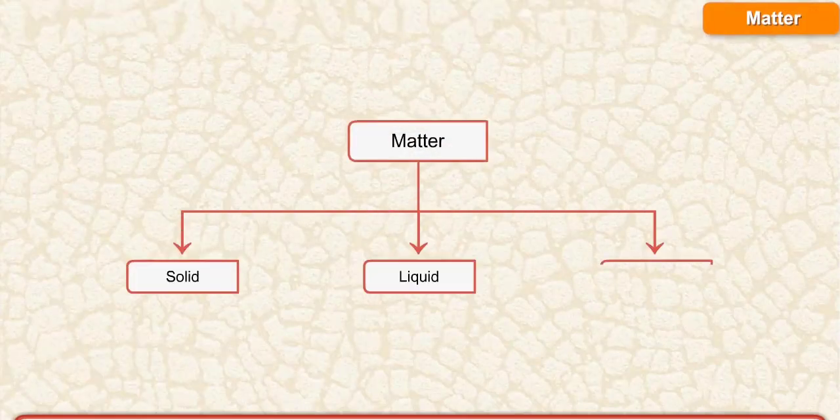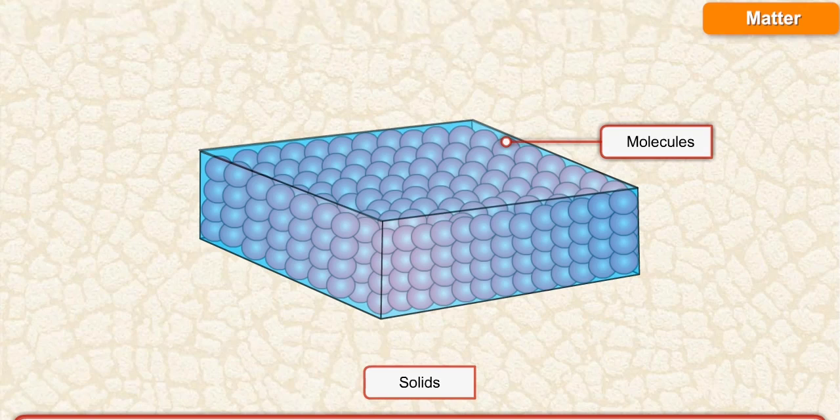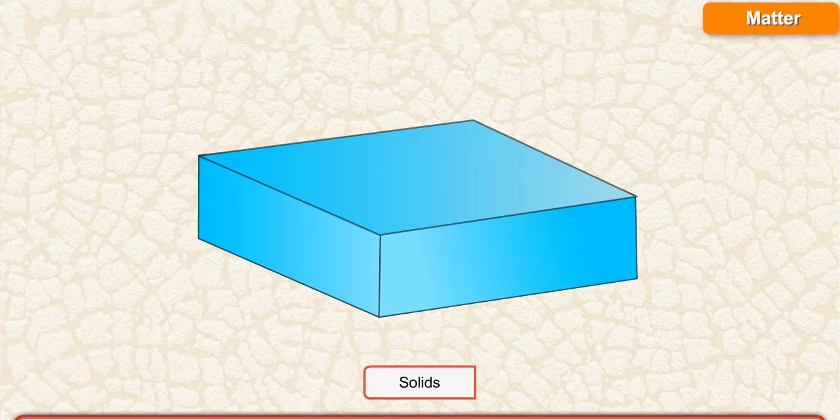Matter. There are three states of matter: solid, liquid, and gas. All the three states have different arrangement of molecules. In solids, the molecules are tightly packed. They attract each other with a strong force of attraction. There is no intermolecular space between the molecules, so they cannot move. That is why solids have definite shape and volume.